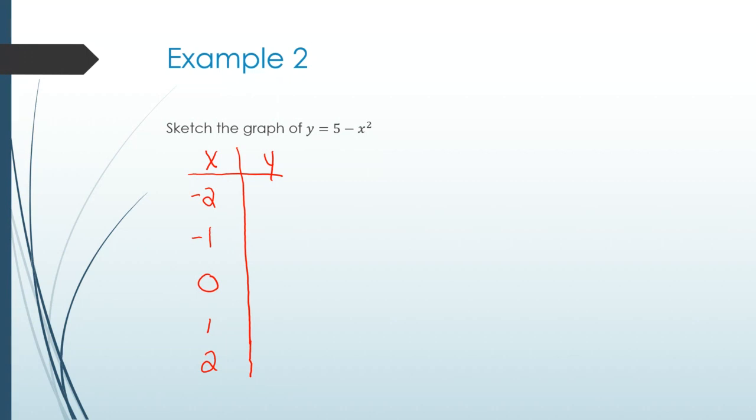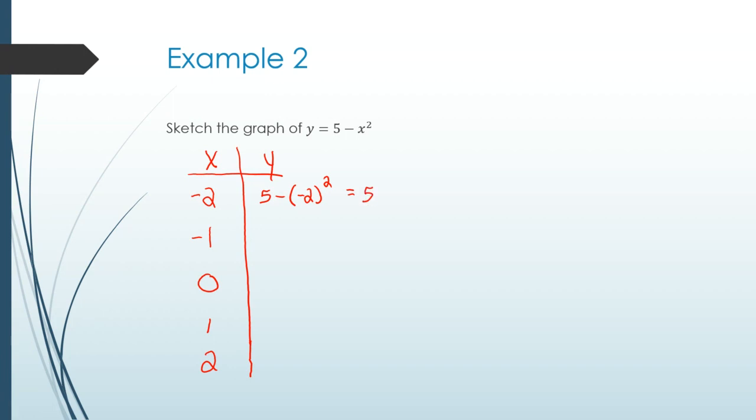So you pick your x values, whatever x values you want, and then you put them into the equation. So on the right side here, my y equals 5 minus x squared. So I'm going to have 5 minus, and then my x is -2 for that first row. So I have 5 minus -2 squared. So I'm going to just keep moving to the right to kind of simplify this.